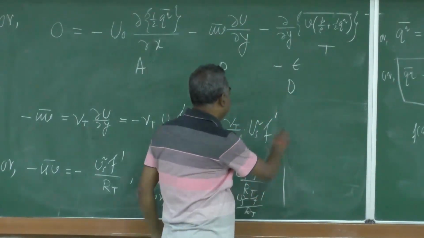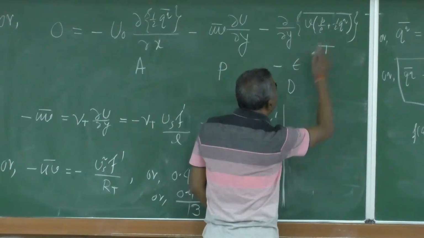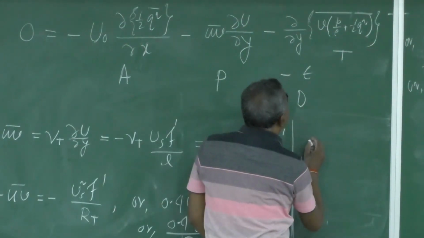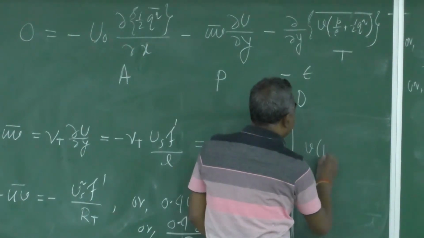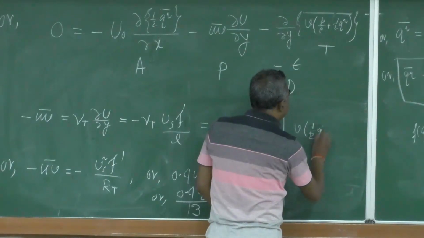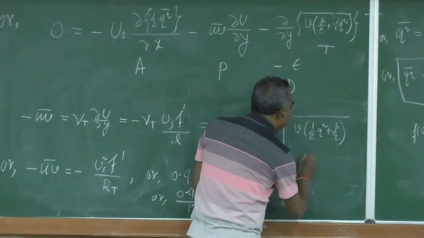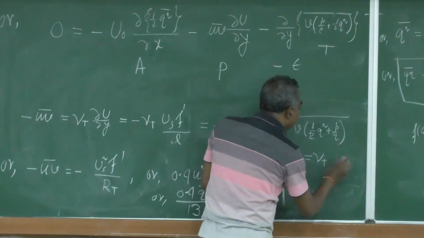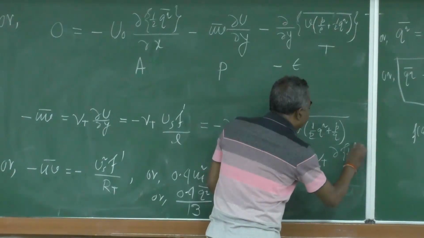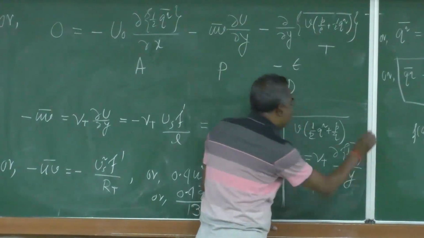So what I am saying is that, considering the mixing length hypothesis, this particular quantity, V into half q square plus p by rho, we can approximate as nu t into the gradient of q square bar with respect to y.